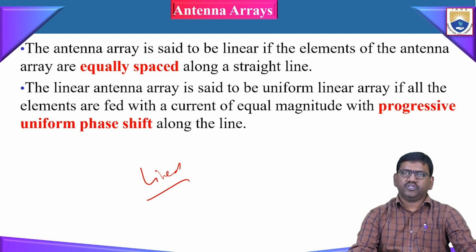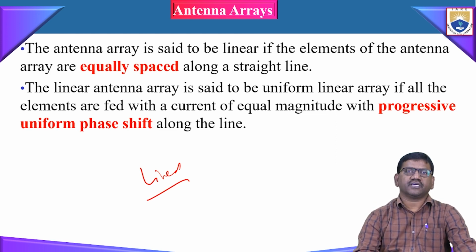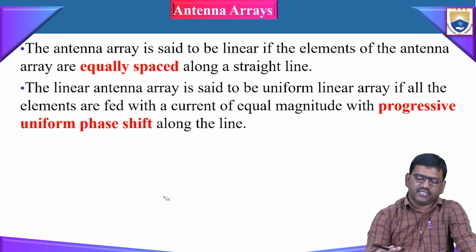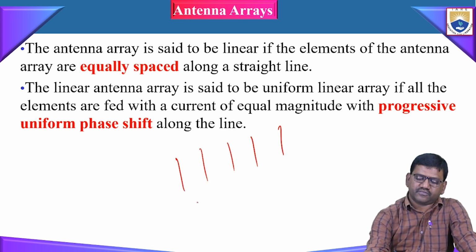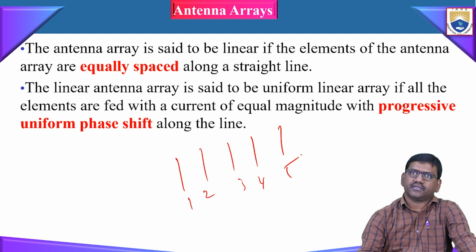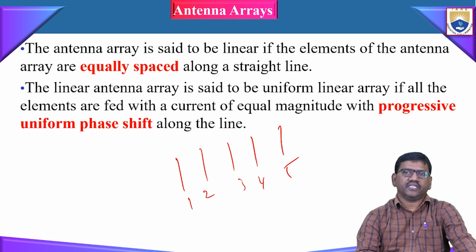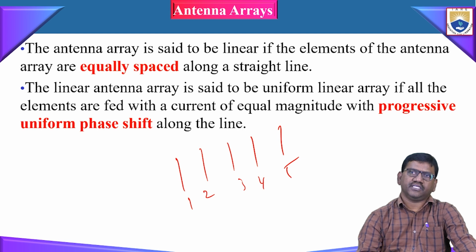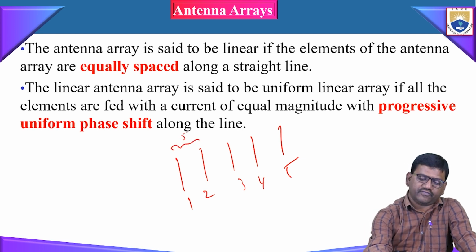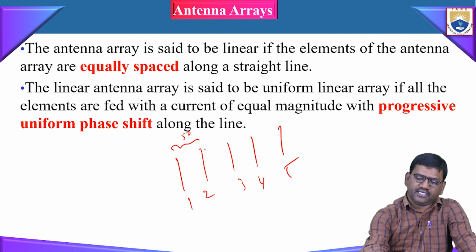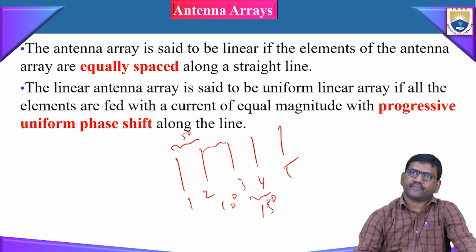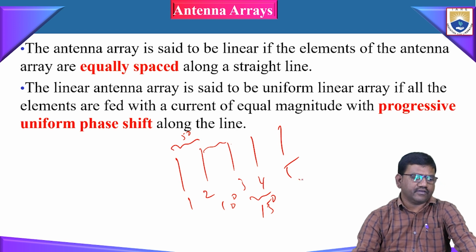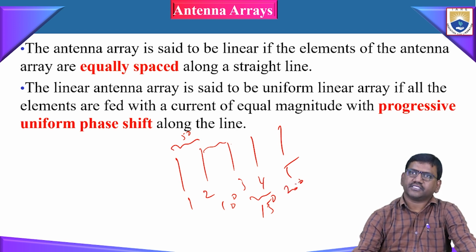A linear antenna array is said to be a uniform linear array if all the elements are fed with equal current of equal amplitude with a progressive uniform phase shift along the line. That means if there are 5 elements, 1, 2, 3, 4 and 5, there must be a uniform progressive phase shift between the elements. Then we call this type of antenna array a uniform linear array. Here there is a phase shift of 5 degrees between the first two elements, between 2 and 3 there is 10 degrees, between 3 and 4 a phase shift of 15 degrees, and between 4 and 5 a phase shift of 20 degrees.